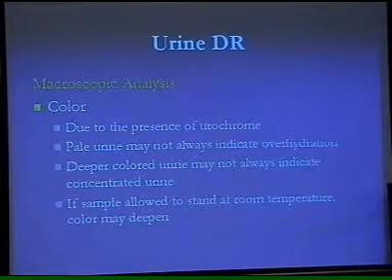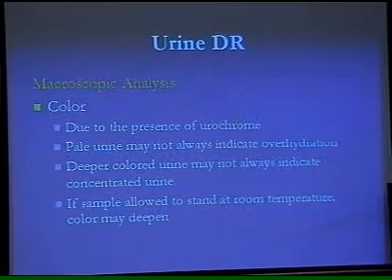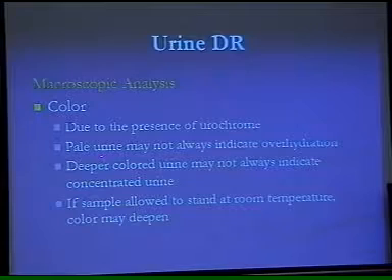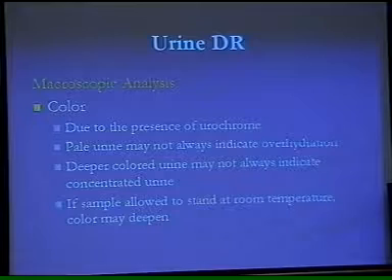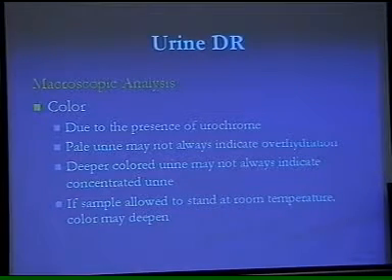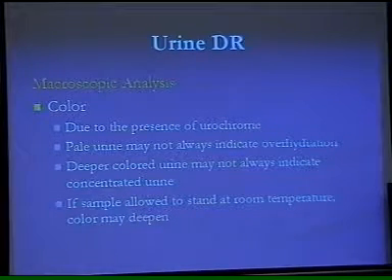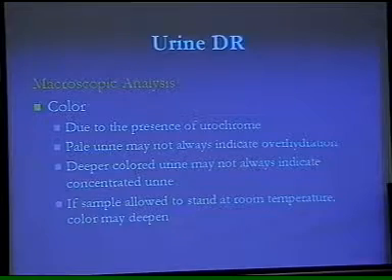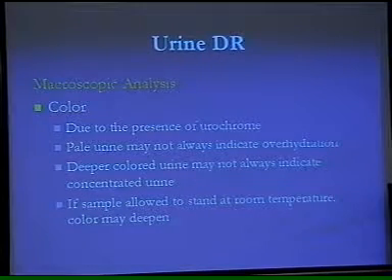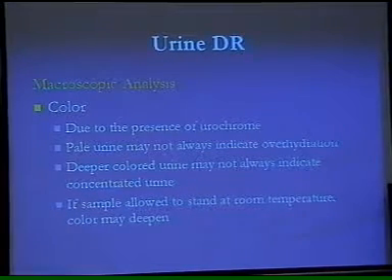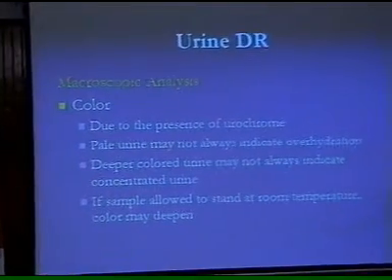The color is important. It can tell you a lot. Normally the color of urine is because of a pigment which is urochrome. We think that pale urine is usually when we drink too much water, but this is not always true, because in diabetes the hyperglycosuria causes osmotic diuresis. So in that case, the patient might be dehydrated, but the urine will be pale. Deeper colored urine may not always indicate concentrated urine, as pigments like bilirubin can cause deeper pigmented urine. And if the sample is allowed to stand at room temperature, the color may deepen also.